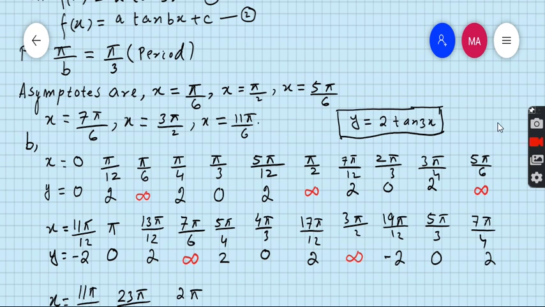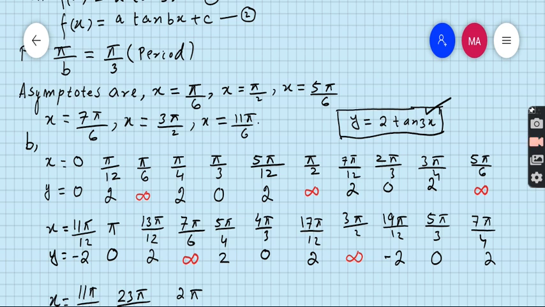We have to make the table of x and y values. X are the angles and y is the function. You can see I wrote this function which is given in the question, y equals 2 tan 3x. Now which angle should I take to start from? Obviously the first value should be 0 because the graph of the function always starts from 0.